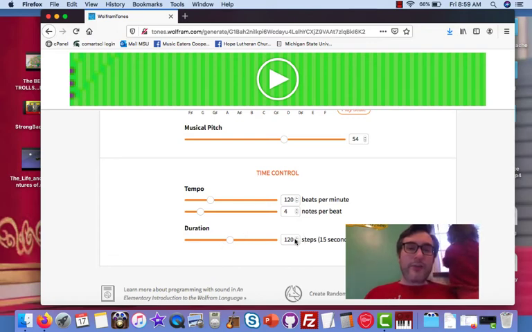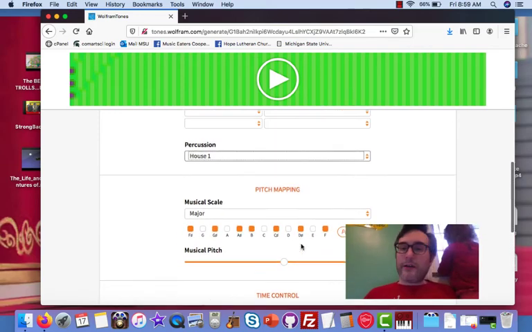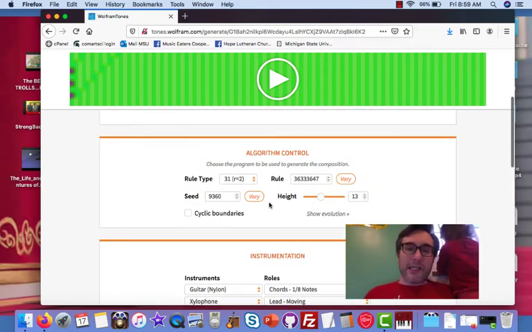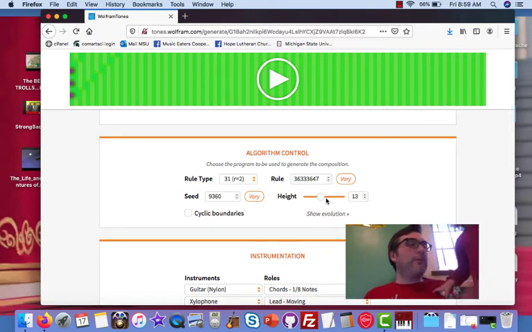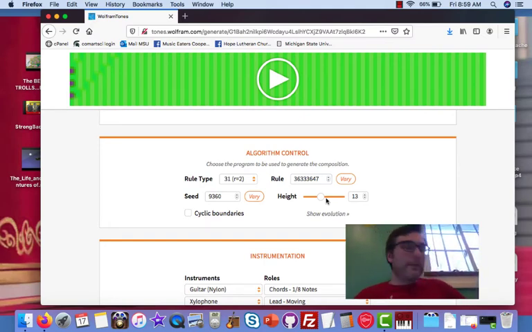And then the duration is how many steps, how many times are we going to repeat this pattern. Now we get up to the seed and the rule type. This is the actual algorithm rules. Algorithm are the rules that the computer generates the music from.